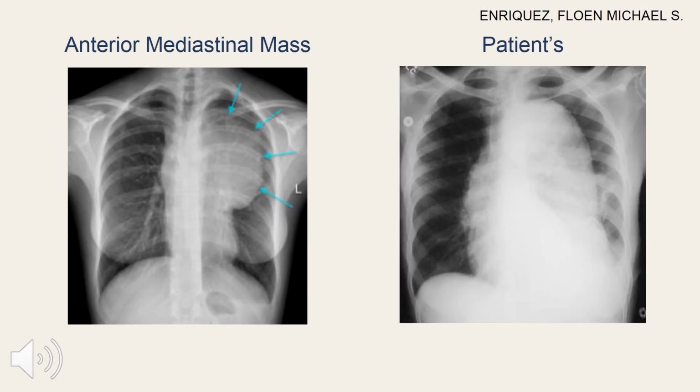So this slide just shows us a posterior-anterior chest radiograph that shows us a very large mass extending laterally from the left side of the mediastinum. This can be seen with blue arrows.